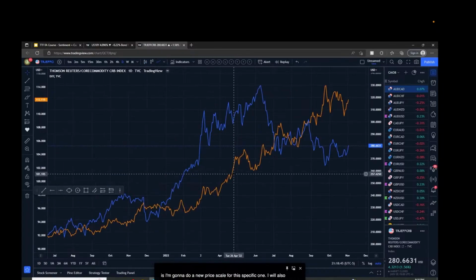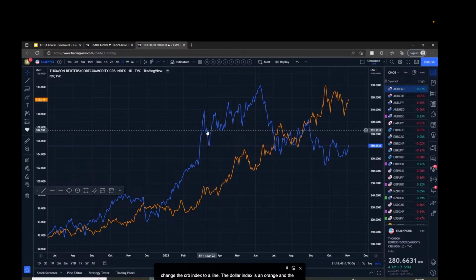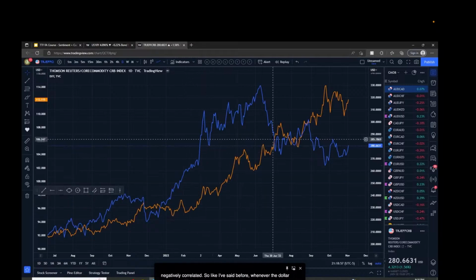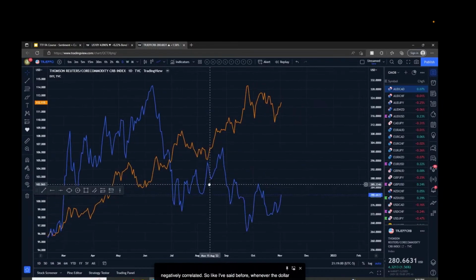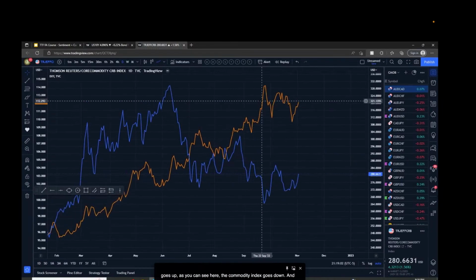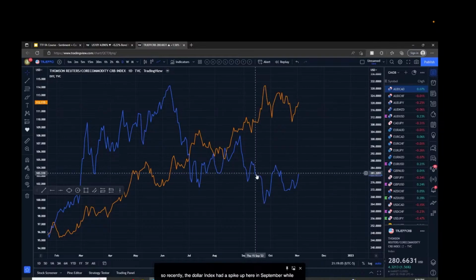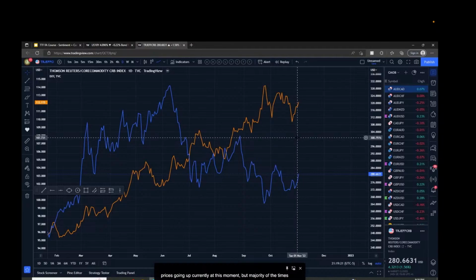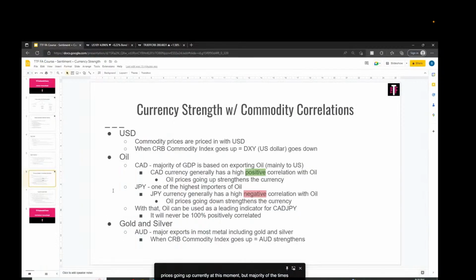The dollar index is in orange and the commodity index is in blue, and the majority of the time they are negatively correlated. Like I've said before, whenever the dollar goes up, as you can see here, the commodity index goes down. Recently the dollar index had a spike up here in September while the commodities went down, and then the dollar tanked down, and commodities went back up. Like I've said, it's not 100% negatively correlated. Nothing truly is. As you can see here, both prices are going up at this moment, but the majority of the time they will be going in opposite directions of each other. So keep that in mind.